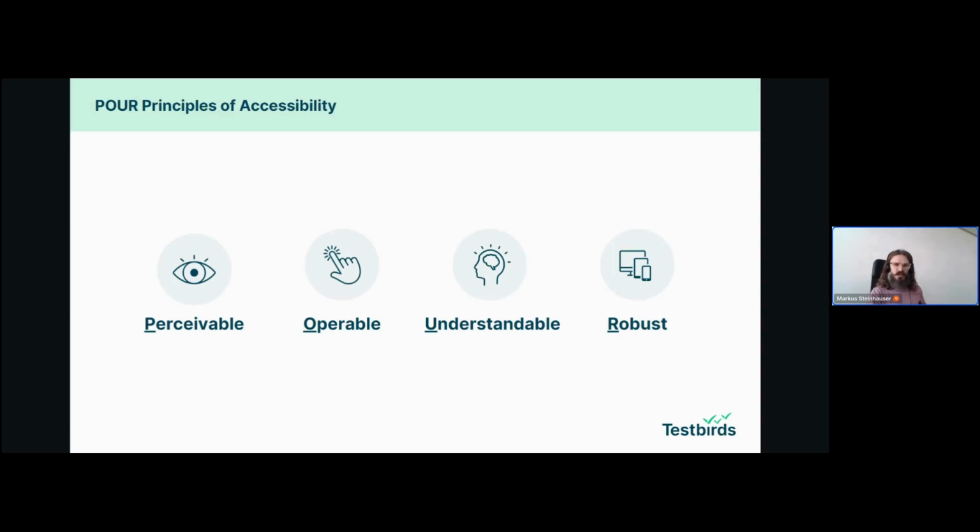Those four principles are always at the basis when we look at usability, and then also later on when we look at accessibility, and when we then look at accessibility testing.